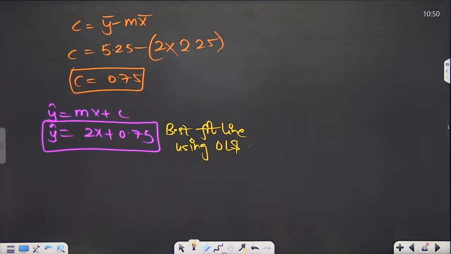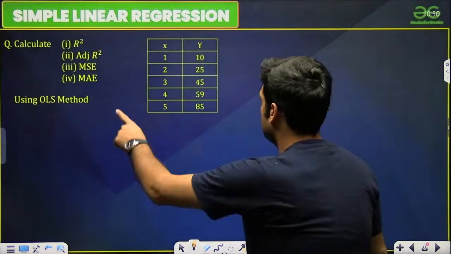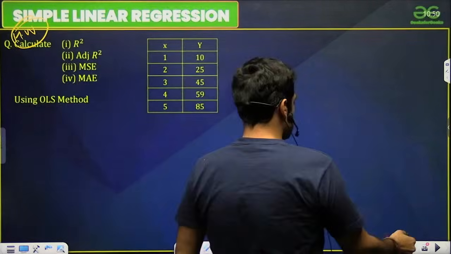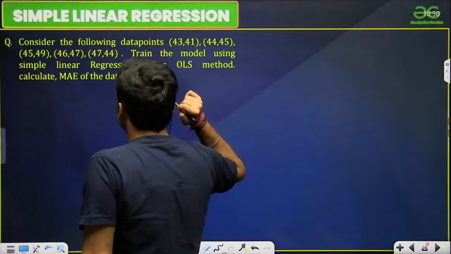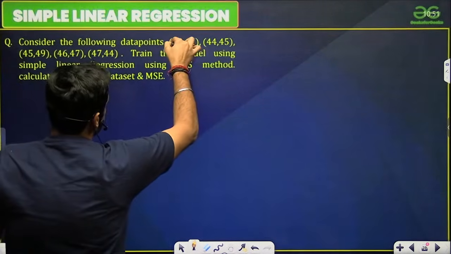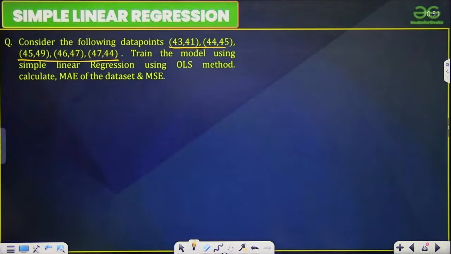Now I have certain more questions on OLS method. So this is for you as homework. You would do this using OLS method. Then I have this question, which is a bit different. The data points are given in this form. Let us try this question using OLS method. So you are given the following data points in this format. I hope you are able to judge what exactly these points signify.